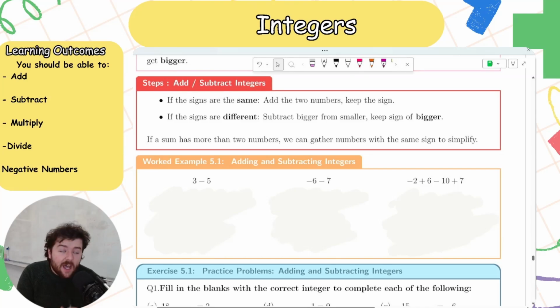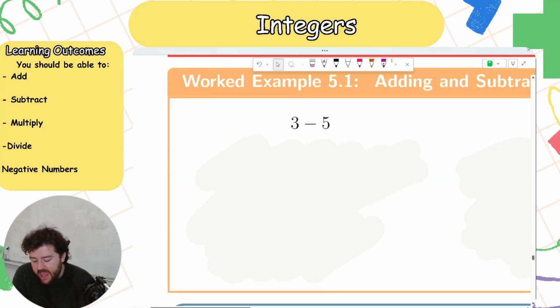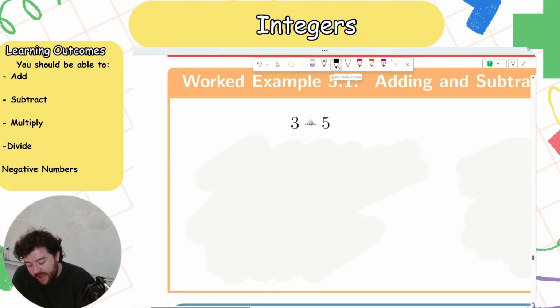So how do we add and subtract numbers? If the signs are the same, you add the two numbers and keep the sign. If the signs are different, subtract the numbers and keep the sign of the bigger number. For example, 3 minus 5: they have different signs, so we subtract, and the bigger number is the 5, so the answer takes its sign.